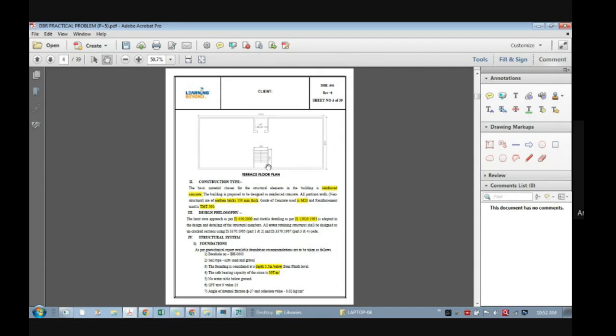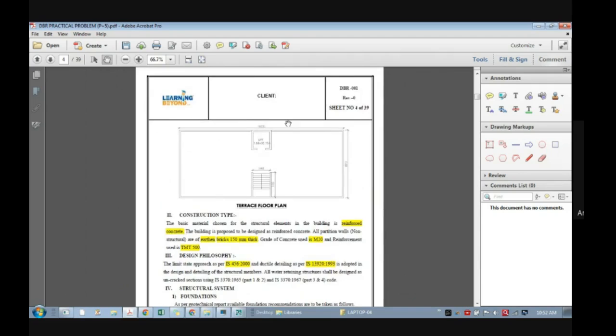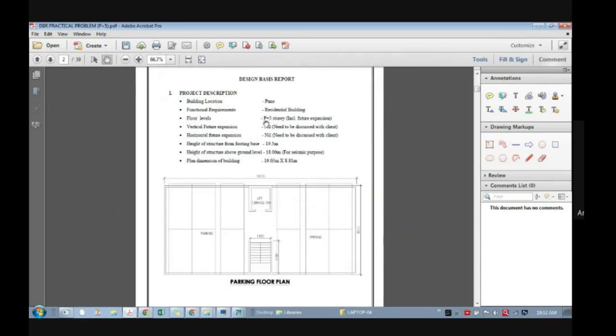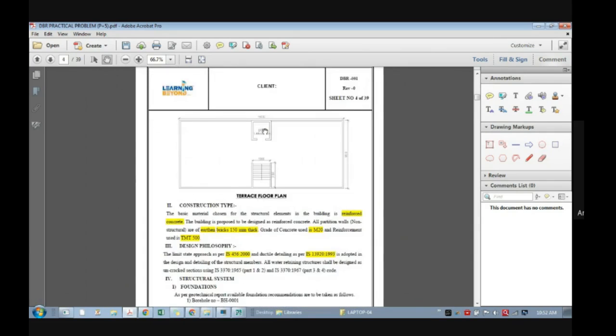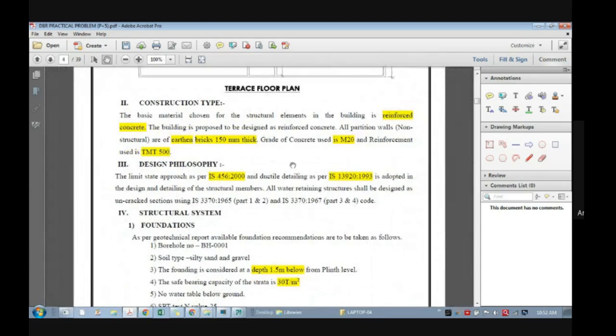Okay, so this is the first point. Now, second point, this is a residential building having how many floors? 5 floors, P plus 5, I think, right? P plus 5 storey. Now, the second point is what will be the construction? Will it be a steel building? Will it be an RCC building? Will it be load bearing? So that we need to mention here.